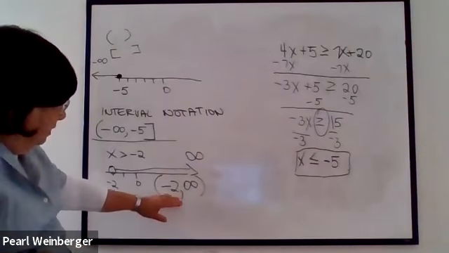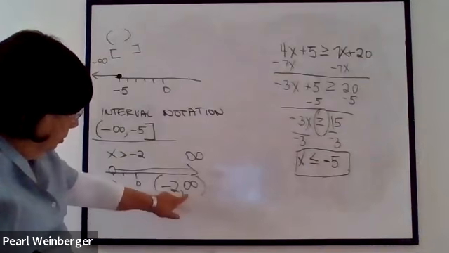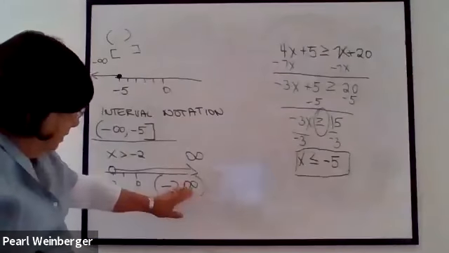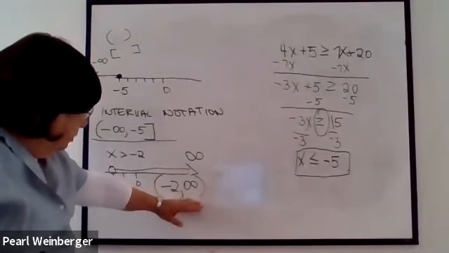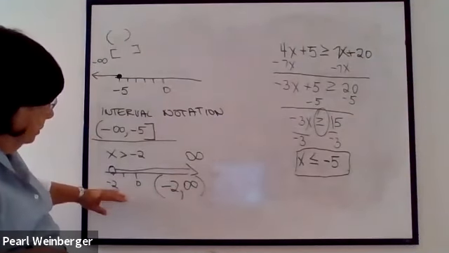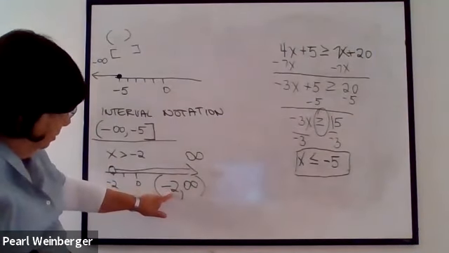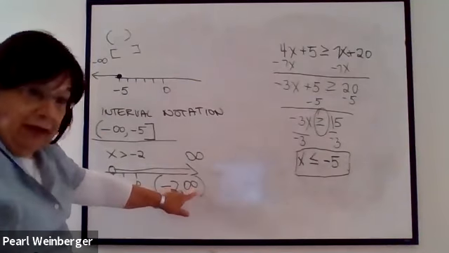Do you see how much less space is taken by this, but it's really telling you the same thing as the number line, because it's telling you where to start your arrow and where to end your arrow.